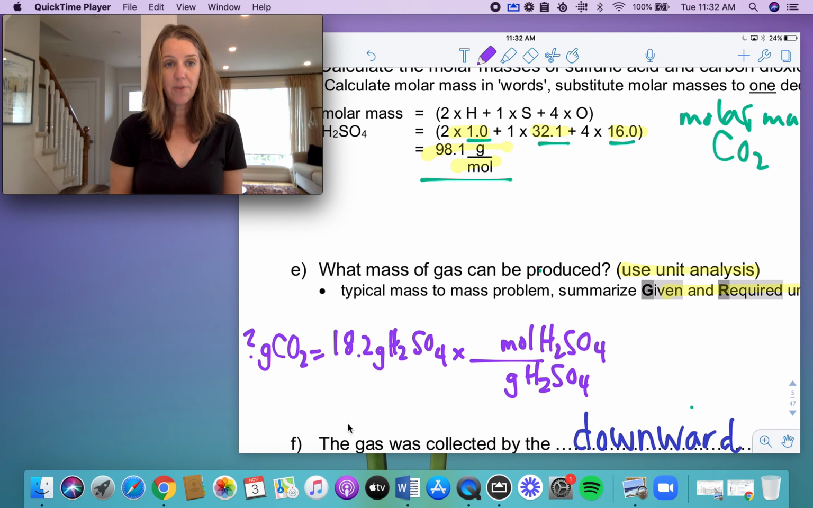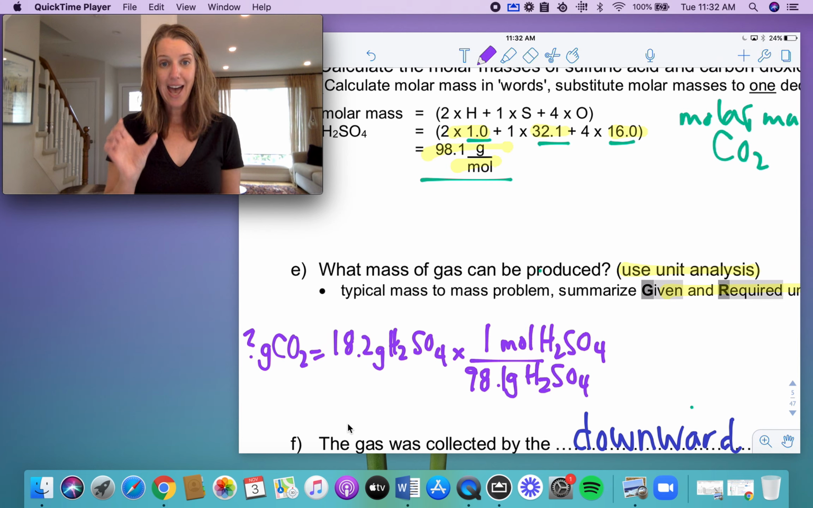Therefore I know that my 98.1 goes beside the gram. 98.1 per 1 mole. Pause the video if you don't understand that, but I want you just to look at the units. That tells you how many moles of H2SO4 you will have if you have 18.2 grams. Again, you're using your units. You're canceling out the units because you would cancel the gram on the top and the gram on the bottom. If you solved step number 1, you would be finding out how many moles of H2SO4.